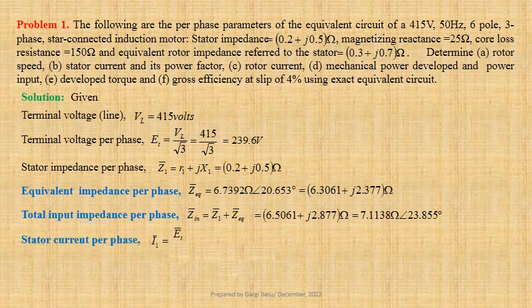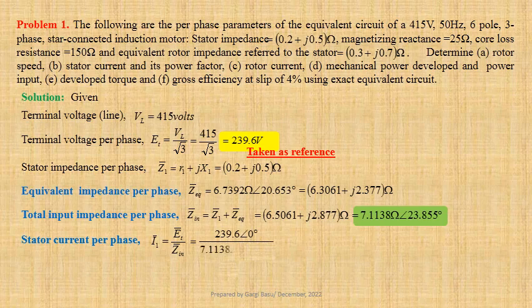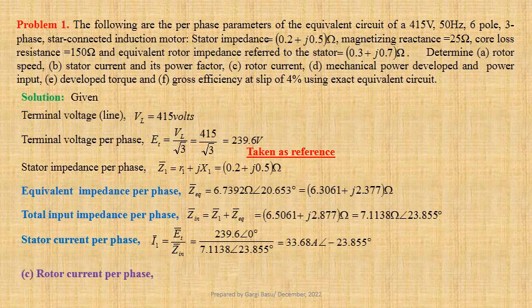Let us now calculate stator current per phase. I1 equals ET divided by Zin. Taking terminal voltage per phase ET as reference, we get I1 equals 239.6 at an angle 0 degree divided by 7.1138 at an angle 23.855 degree. That gives us 33.68 ampere at an angle minus 23.855 degree.